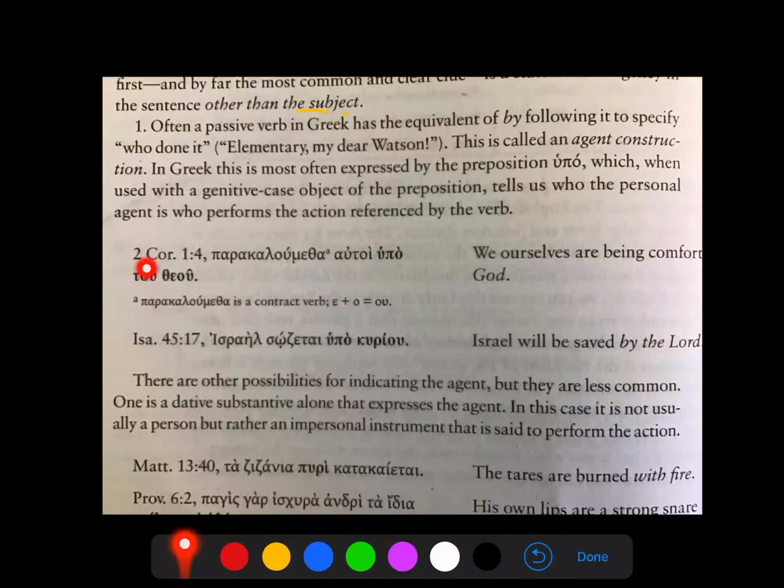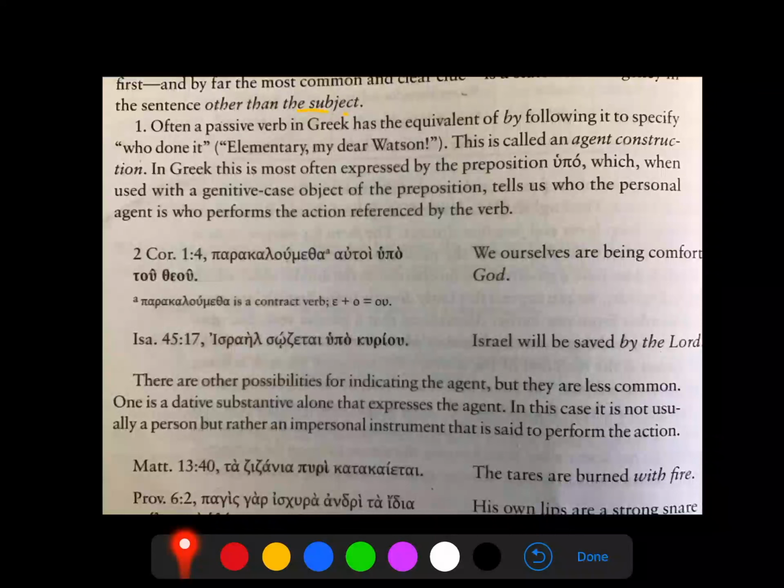So here, for instance, 2 Corinthians 1:4, this we see is a passive, first person plural. We are being comforted by God. So that by God, hupo ton theon, communicates the agency. And the autoi is intensification, so it's we ourselves are being comforted. So I can't remember if we learned that form yet or not. So yeah, the point here is that hupo typically communicates agency.